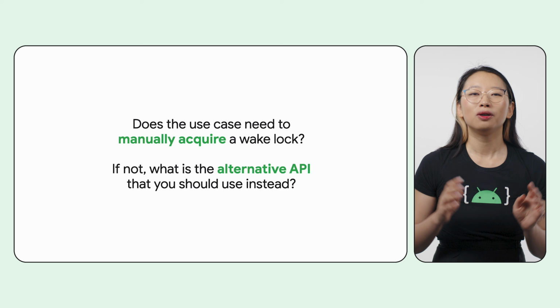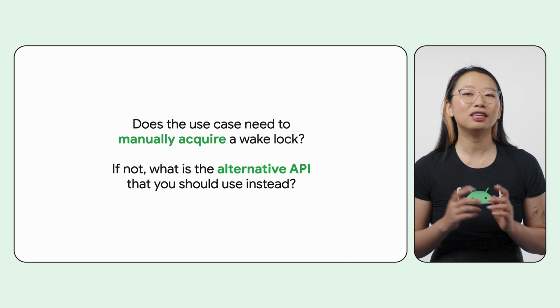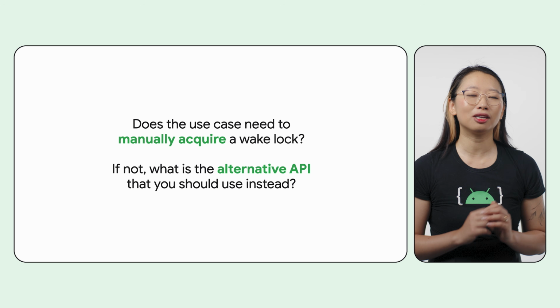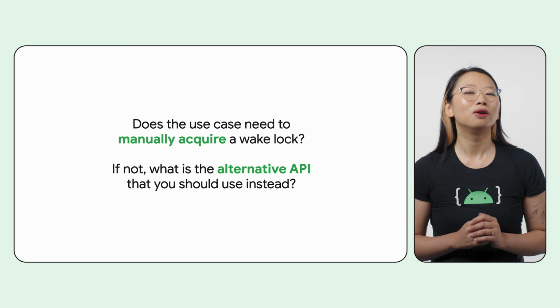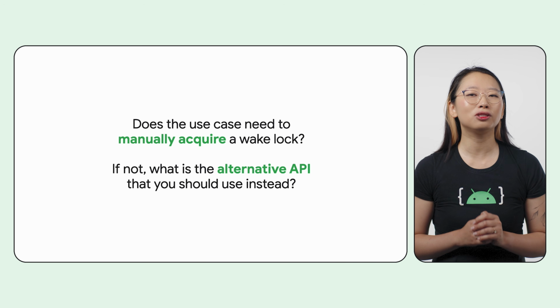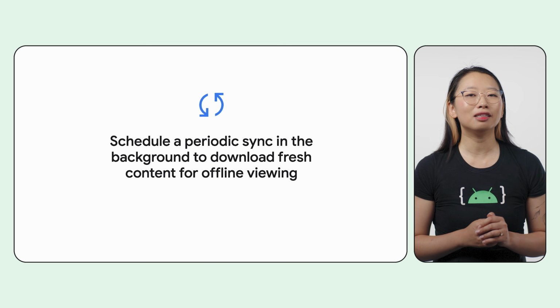Feel free to pause the video to consider your answer. We will go over several use cases, and you need to decide if any of these use cases would need to manually acquire a wake lock in order to execute in the background. If not, what is the alternative API that you should use instead? First, schedule a periodic sync in the background to download fresh content for offline viewing.